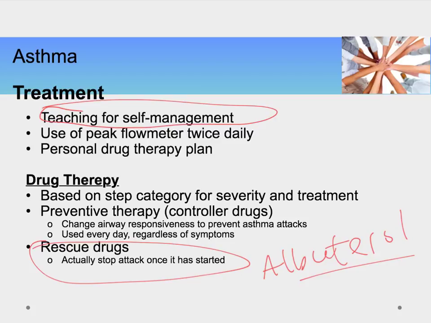There are also some different types of anti-inflammatory inhalers, and they are corticosteroids. Essentially we have drugs that treat the bronchoconstriction, and then we have drugs that treat the mucous membrane inflammation on the inside there.